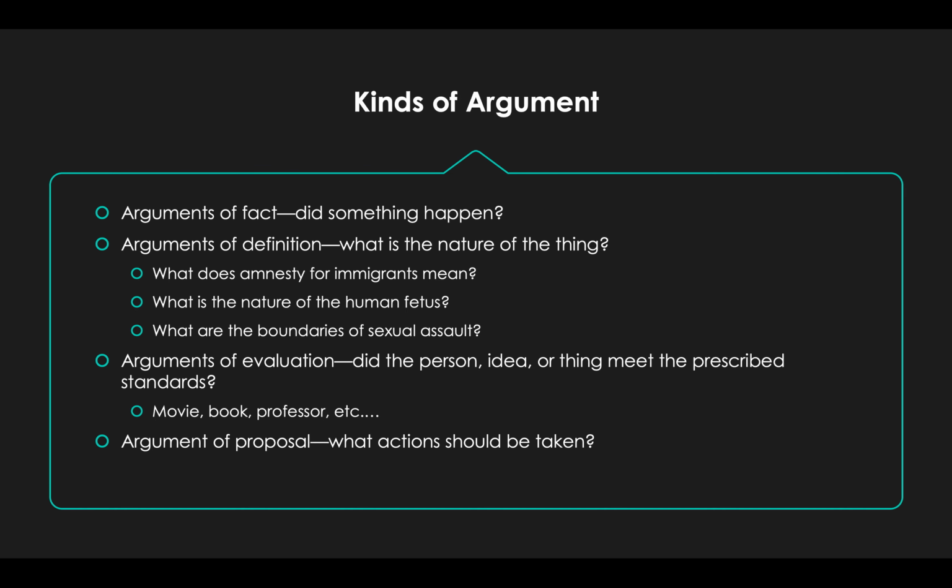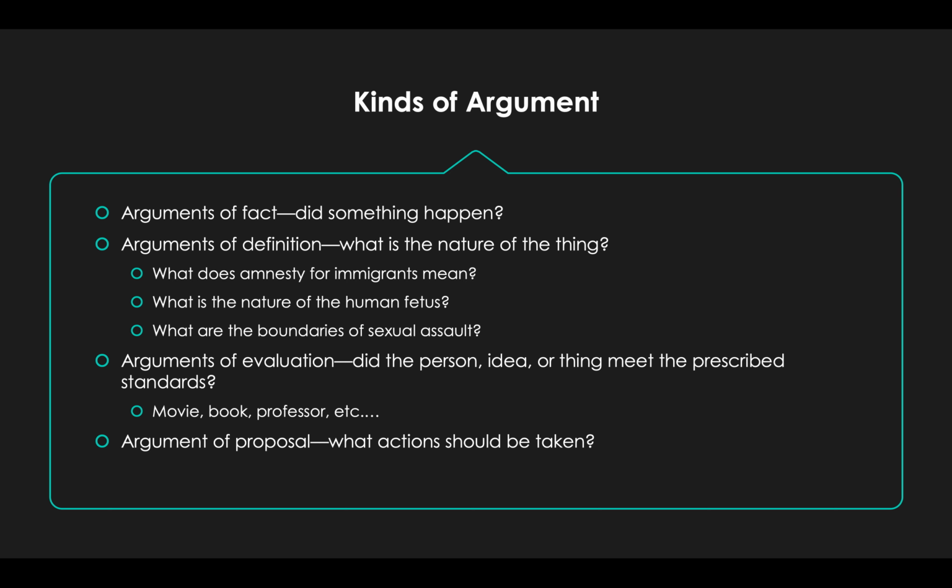We have different kinds of arguments. Arguments of fact, like did something happen? We have arguments of definition. What is the nature of the thing? So, a lot of times people will say they want amnesty for immigrants. Well, what exactly does amnesty mean to you? How do we define that?